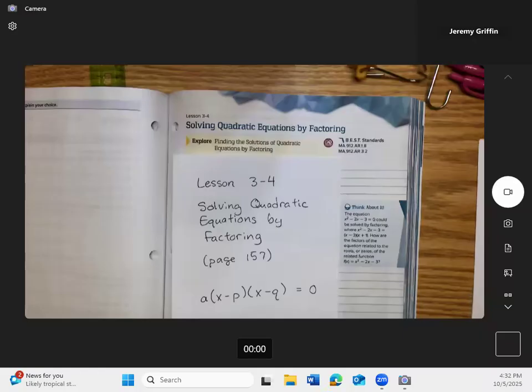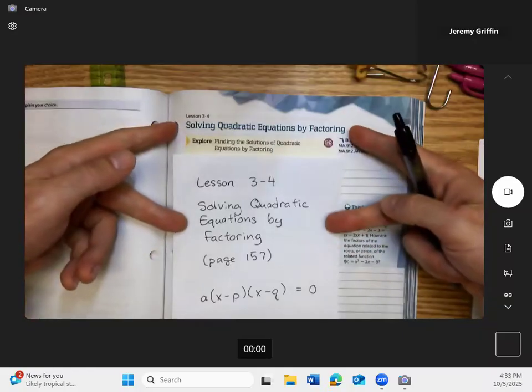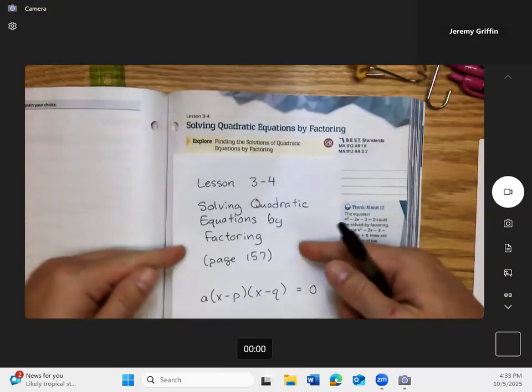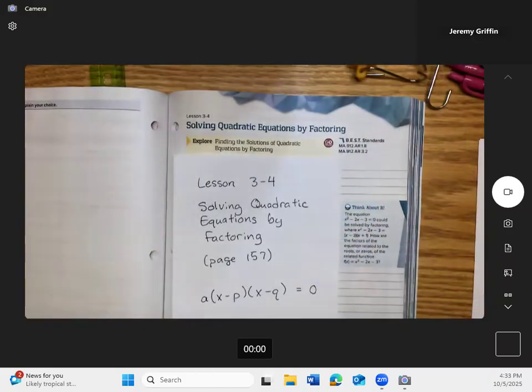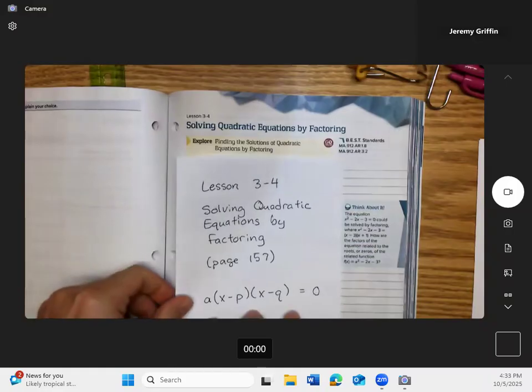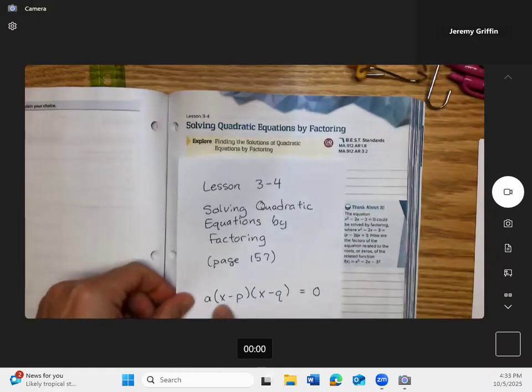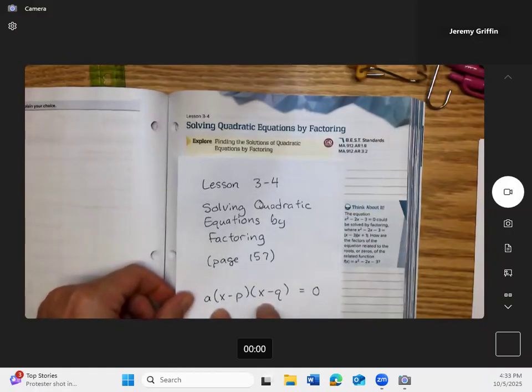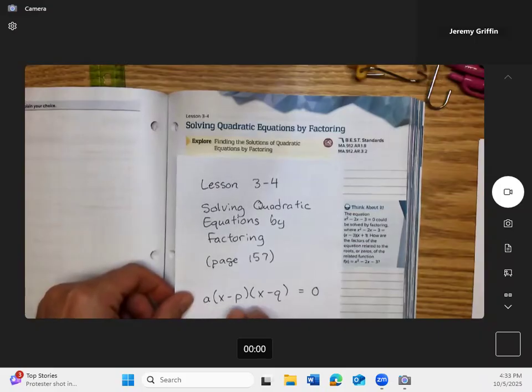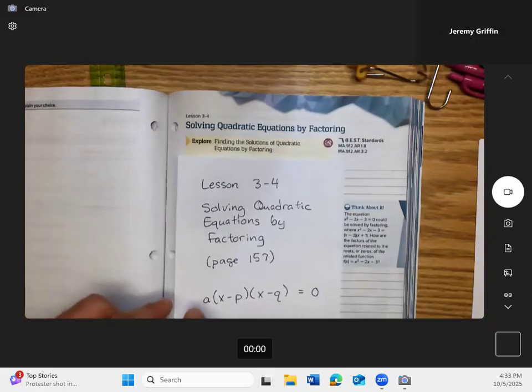Lesson 3-4, solving quadratic equations by factoring. This is on page 157. Now, back when you were graphing parabolas, one of the graphical forms took what they were calling factored form. So a times x minus p times x minus q, you could say y equals or f of x equals this. That could turn into a parabola.